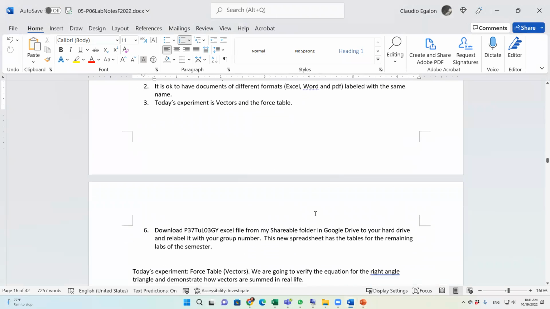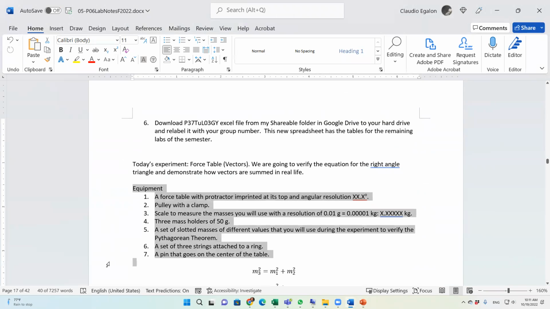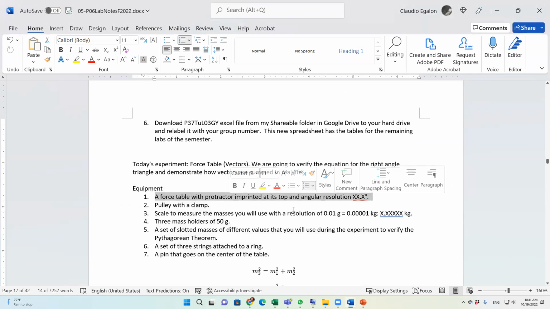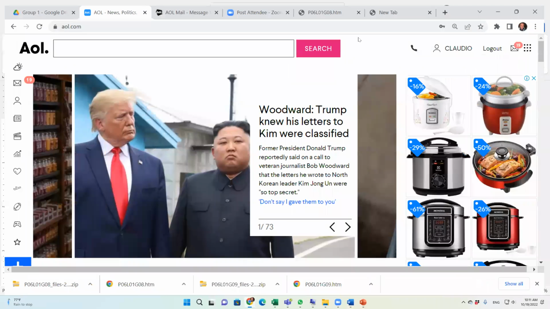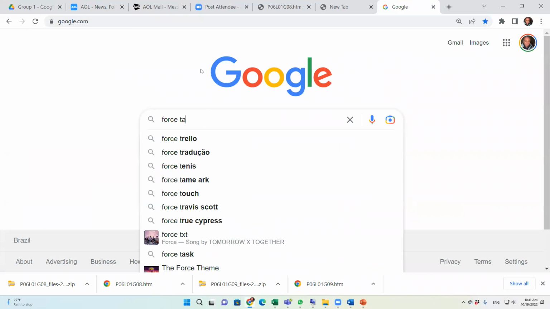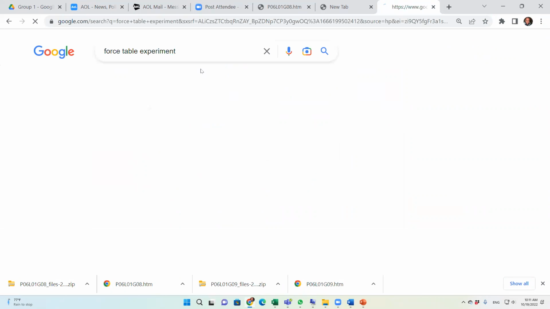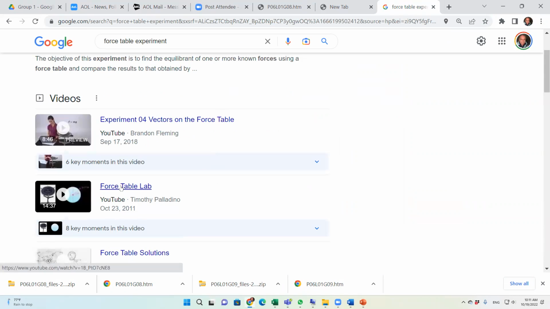Force table. Okay, so here the equipment is a force table with a protractor imprinted at its top and angular resolution. The angular resolution is xx.x degrees. But this dot x is not a tenth of a degree, it's actually half of a degree. Let me show you how a force table experiment looks like in real life. Okay, here you go, force table.